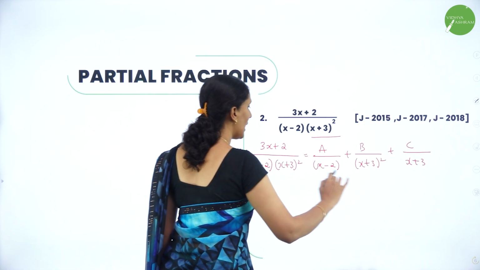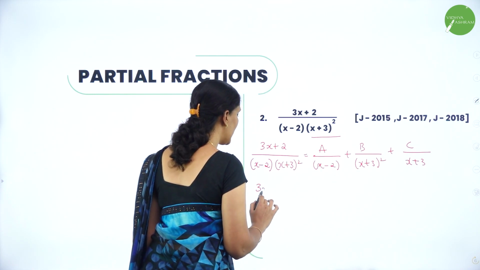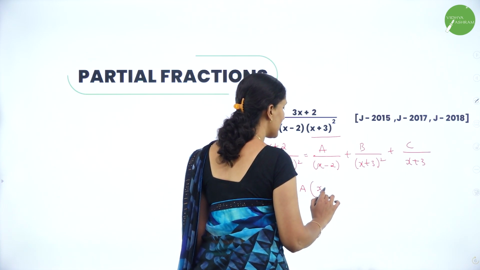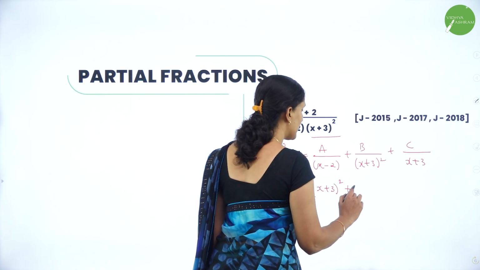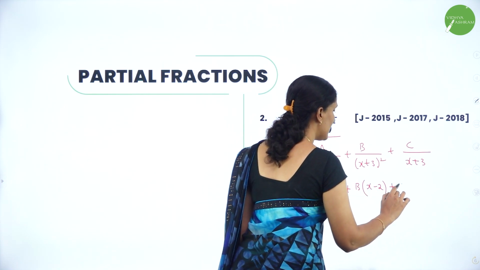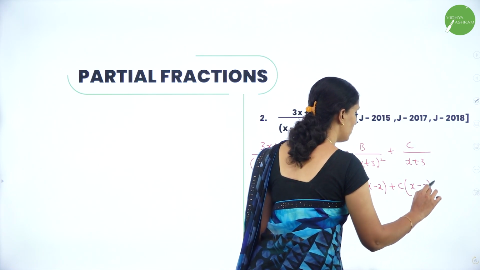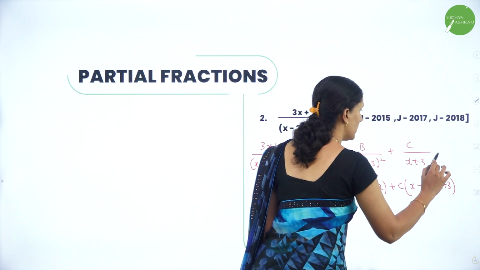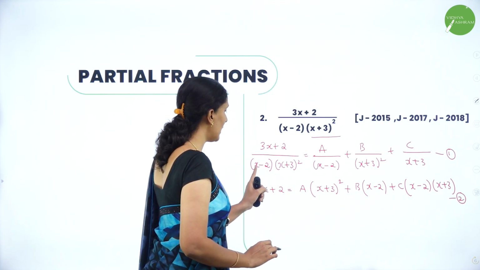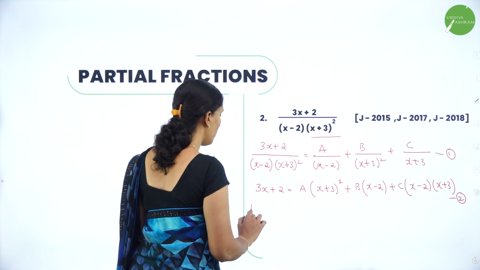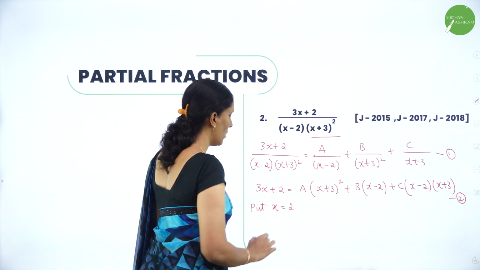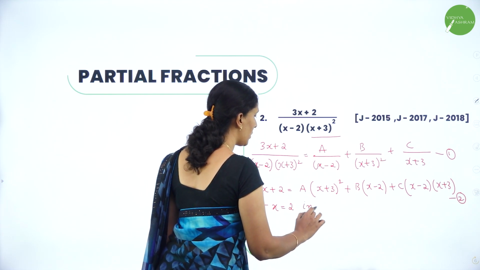So now again taking LCM and equating the numerator, we will get 3x plus 2 is equal to A into (x plus 3) whole square plus B into (x minus 2) plus C into (x minus 2)(x plus 3). So equation 1, equation 2. Now we have two factors here. Let me take x minus 2 is equal to 0. If I take x minus 2 is equal to 0, I'll get x is equal to 2. So put x is equal to 2 in equation 2.